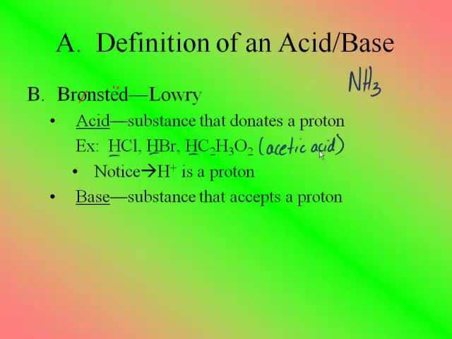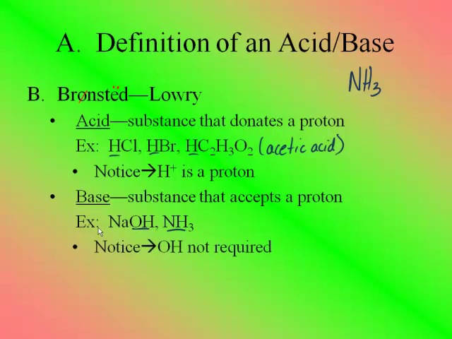But a base is now nothing more than something that accepts a proton. So no longer does it have to have OH-. It can, like NaOH, or it doesn't have to, like NH3. So in the case of NH3, OH is not required to be a base. All you have to do is be able to accept a proton in. So if NH3 can accept that H+ proton from something, then it can be acting like a base.